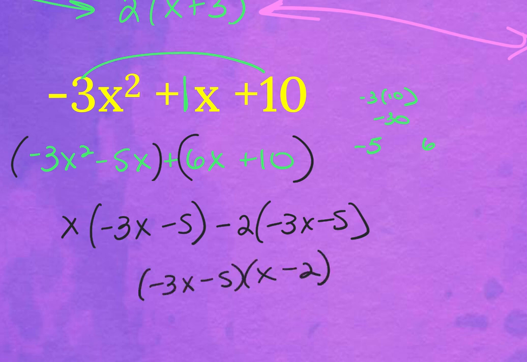How did you just take out a -2 out of nowhere? What do you mean out of nowhere? There's no, it's just 6x plus 10. Right, they're both divisible by 2. But I also needed to change their signs so that they match these signs.